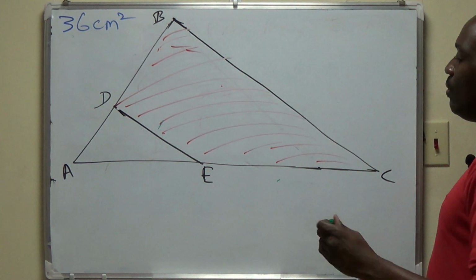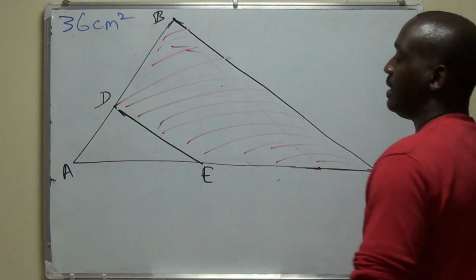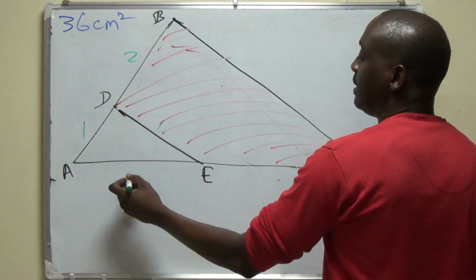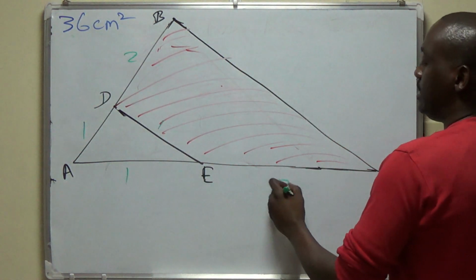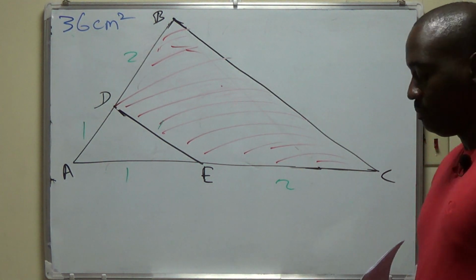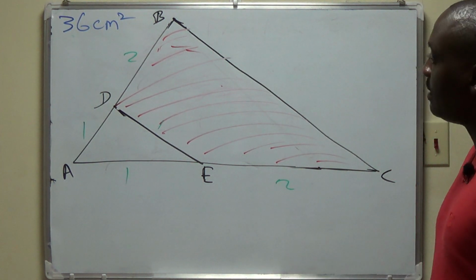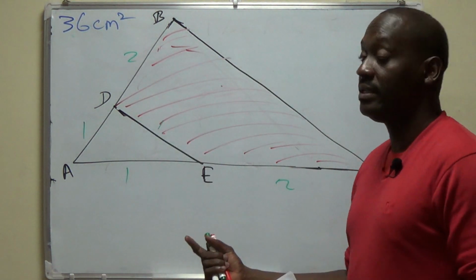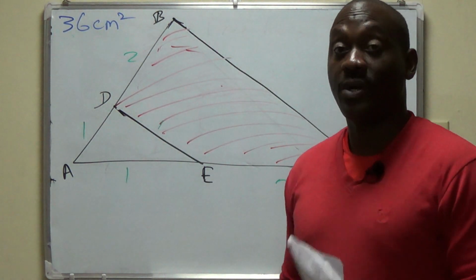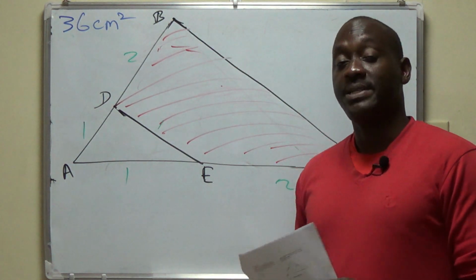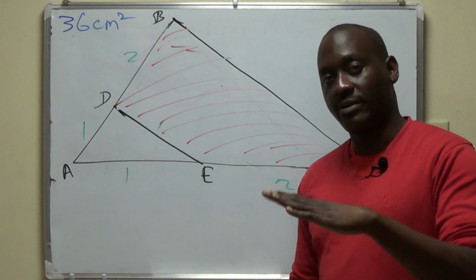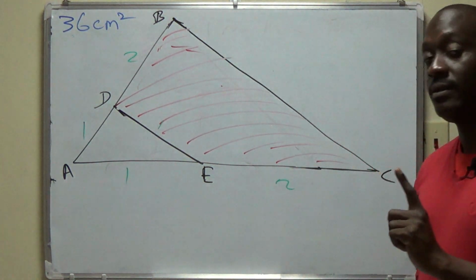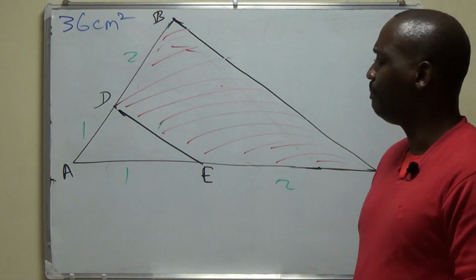So they gave us that the ratio of AD to DB is 1 to 2, and the ratio of AE to EC is also 1 to 2. They also tell us that ABC is an enlargement of ADE, which means they are what we refer to as similar triangles, which means that the ratios of all the corresponding sides are equal. So, question, what ratio are we talking about there?